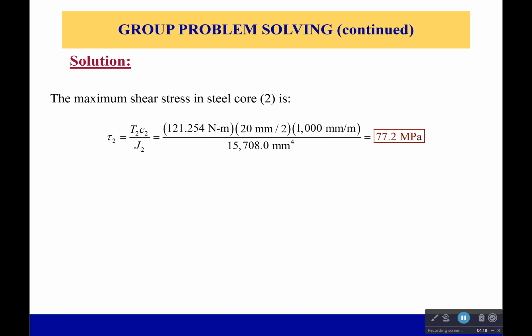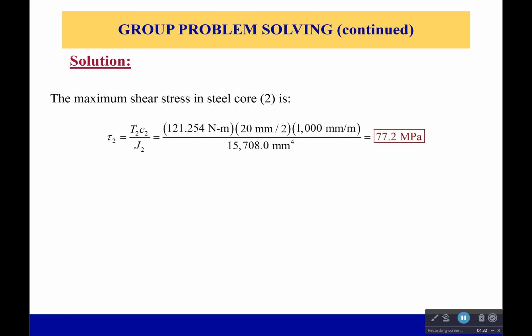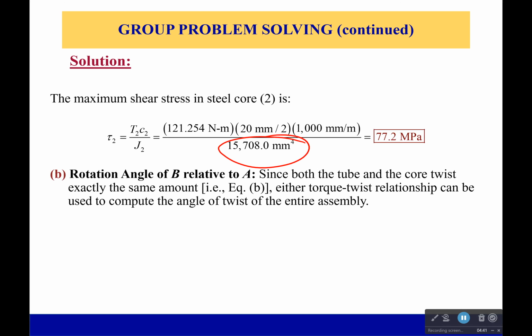So even though the torque in that aluminum tube was significantly larger, the shear stress is actually less. That's simply because of the difference in the polar moment of inertia. The polar moment of inertia for the steel core is much, much smaller, and therefore it's going to feel much more stress.